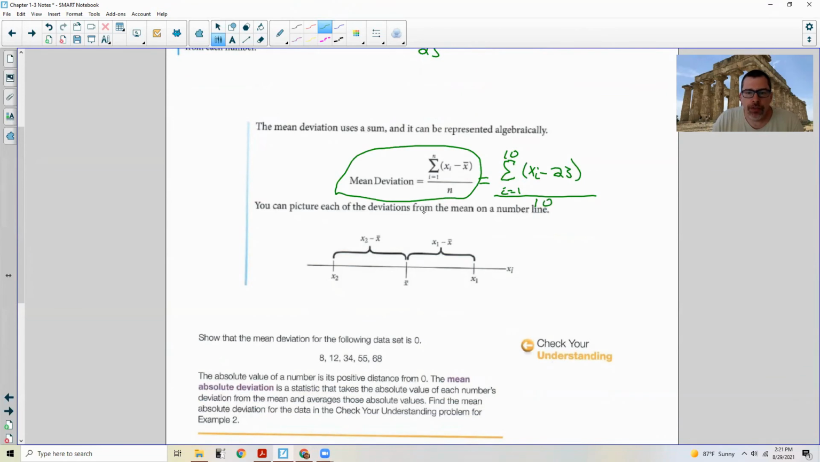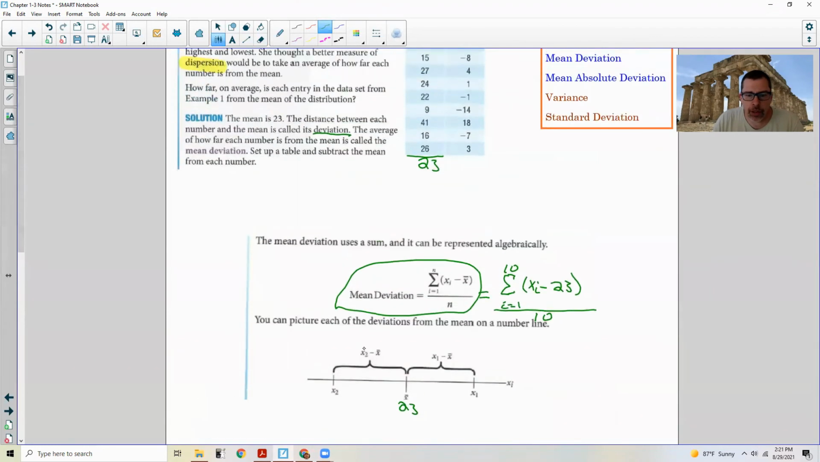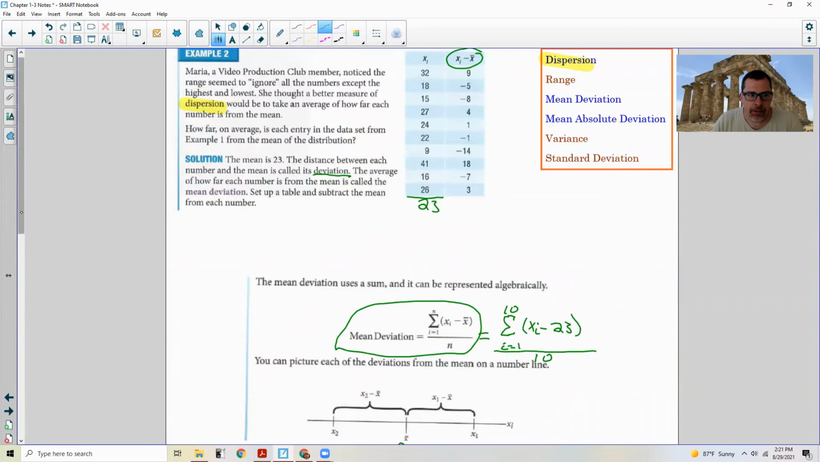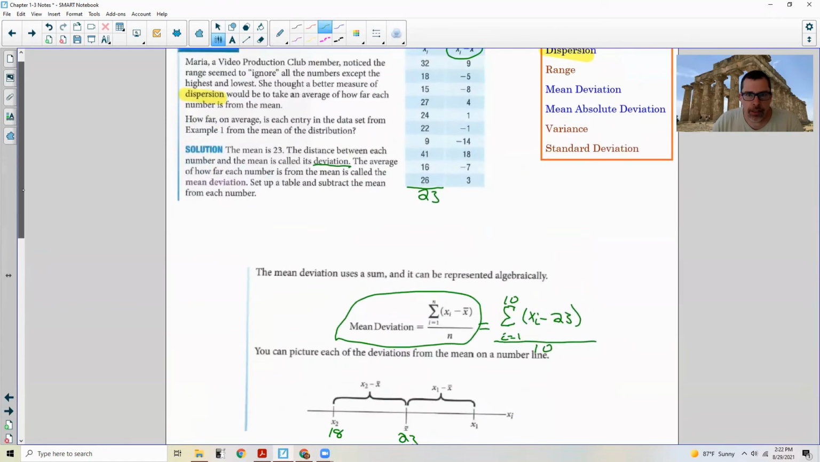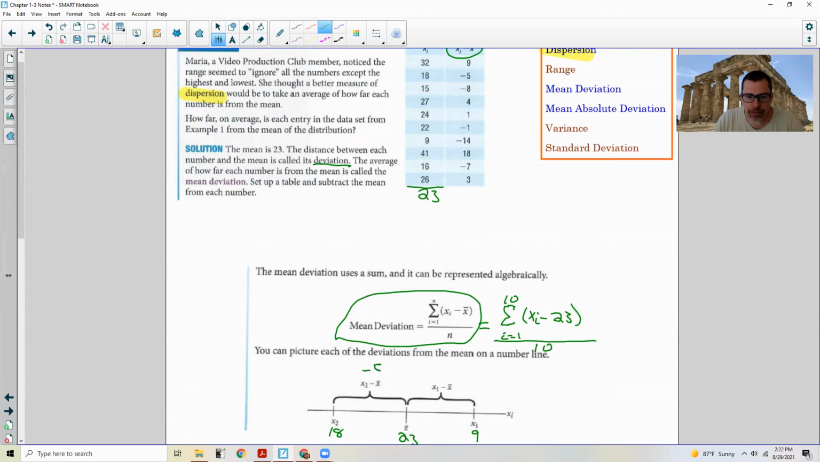You can picture each of the deviations from the mean on a number line. So if the mean was right here, which is 23, then x sub 2 minus x bar would put me here, and that was 18. So 18 is right here, and x sub 1 is 9, so 9 would go here. So the distance, so if I take 18 minus 23, I get a -5. So think of this point here, I had to go left 5 to get to 18, so that's why it's negative.